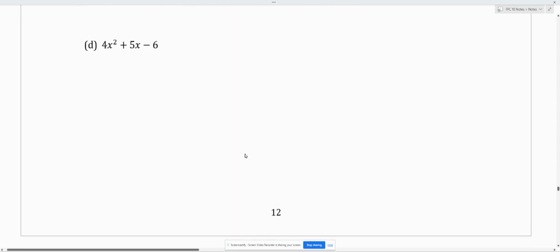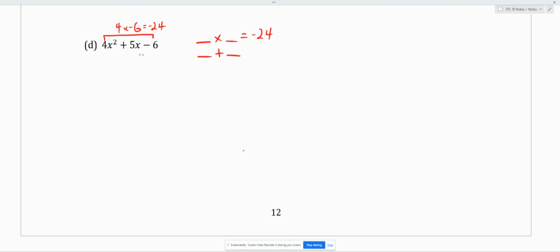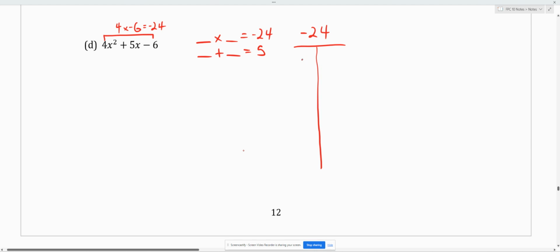All right, last one. Okay, 4 times -6 is going to give me -24. So again, let's find two numbers that multiply to give me -24 while simultaneously adding up to give me +5. Now you might be getting better at this and you can see right away what those two numbers might be. And some of you might just need to work through this step by step.